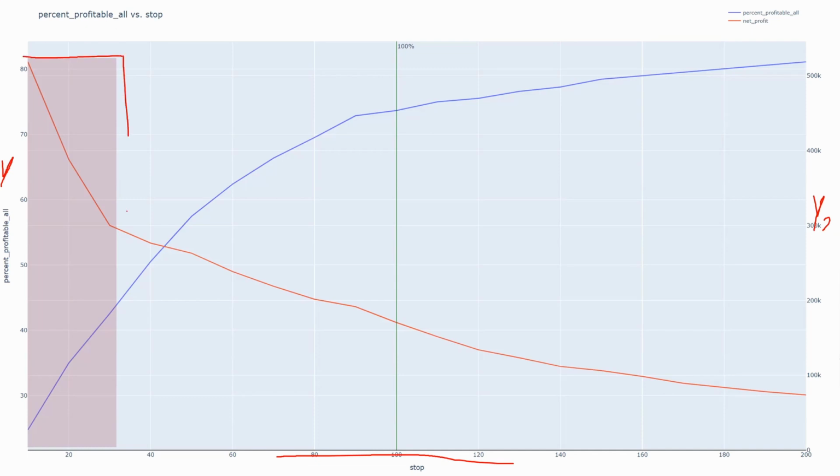You can see somewhere in this area around 30 ticks is where we get the significant drop off. If you see the red line, that's our net profit, right? As we increase our stop from 10 to 20 to 30 prices, we get quite a significant drop off in net profit, even though our win rate is increasing. And that's something that's so misleading.